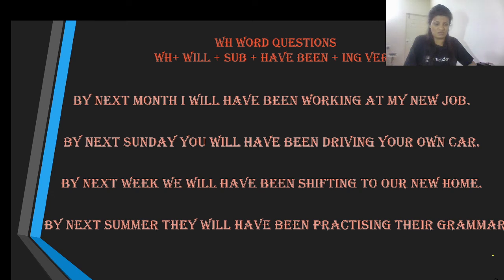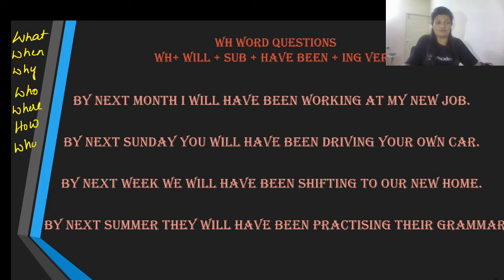Now let us proceed towards learning how to frame WH affirmative statements. Well, before I proceed, what are WH words, by the way? WH words are words like what, when, why, who, where, how, whom. All these are your WH words. We begin the question with a WH word. So what word can we bring in over here? Let us say we bring the word where.